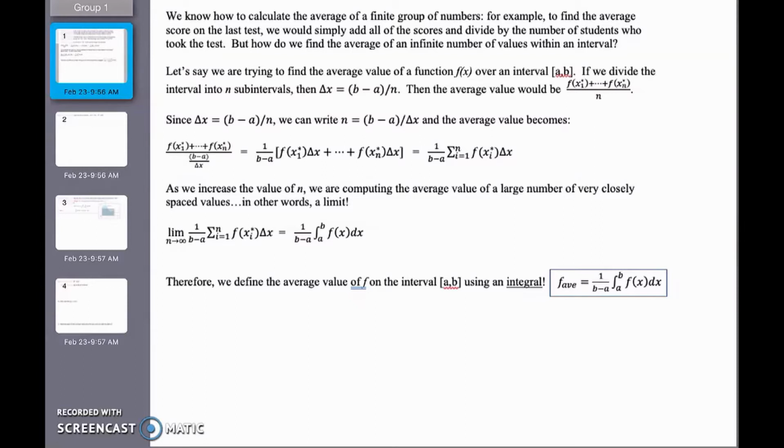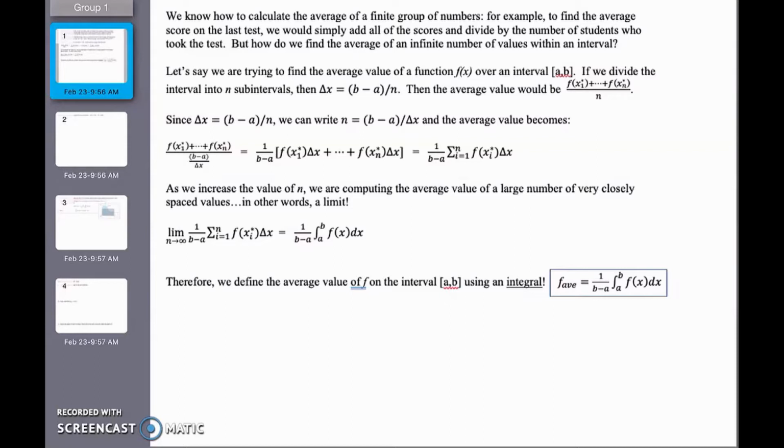So let's say that we're trying to find the average value of a function f of x over the interval a to b. And again, a to b is that distance along the x-axis. So if we divide our interval along the x-axis into n subintervals, then our delta x would be b minus a, that window along the x-axis, that's our distance, divided by n, the number of subintervals. Then our average value would be all of our y values added together, so f of x sub 1 plus f of x sub 2, all the way up to f of x sub n, divided by n, the number of subintervals.